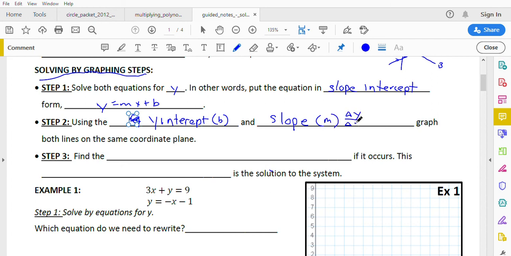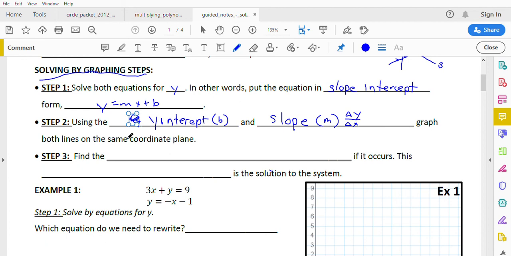We've only been talking about that for, I don't know, six months now. So you're going to use your y-intercept and your slope to graph both lines in the same coordinate plane. You can also make a table of values. It's really up to you. The reason I tell you is when things are not linear, it's not going to be quite this simple. So we'll talk about different ways to do that when we get to it.